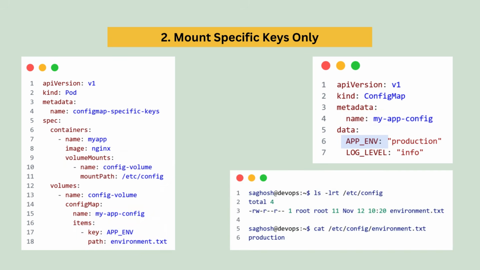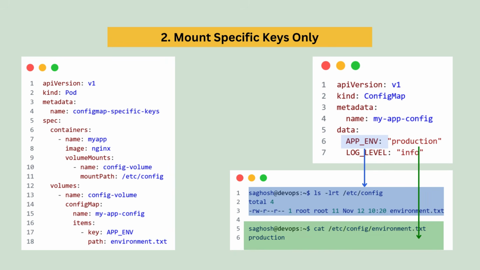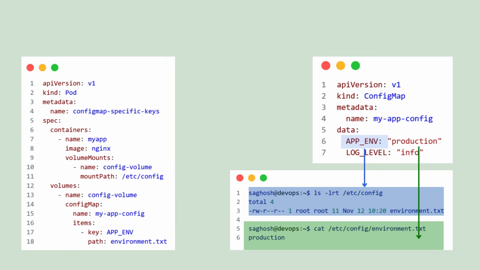So Kubernetes takes only the app environment key from the config map and writes its value into the file named environment.txt under /etc/config, which contains the value production. Only this particular key is mounted, keeping the container's config clean and limited to what the app actually needs.